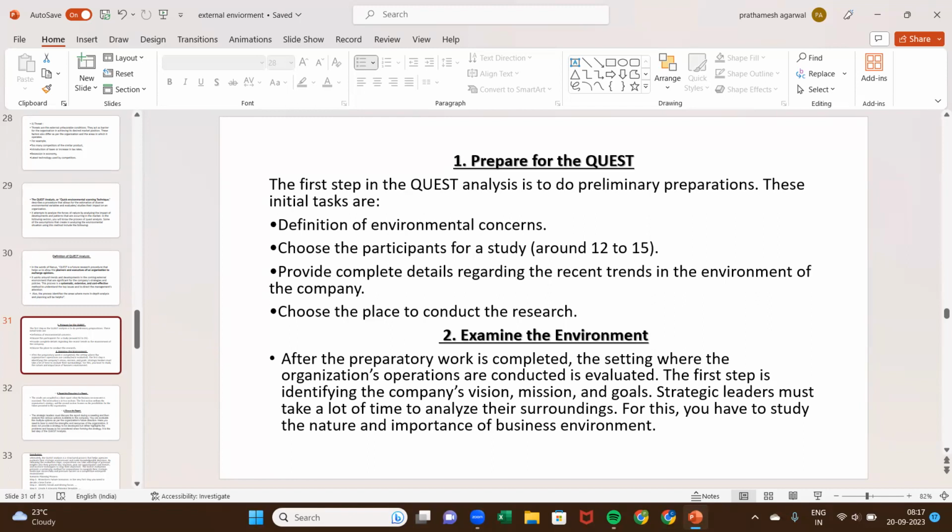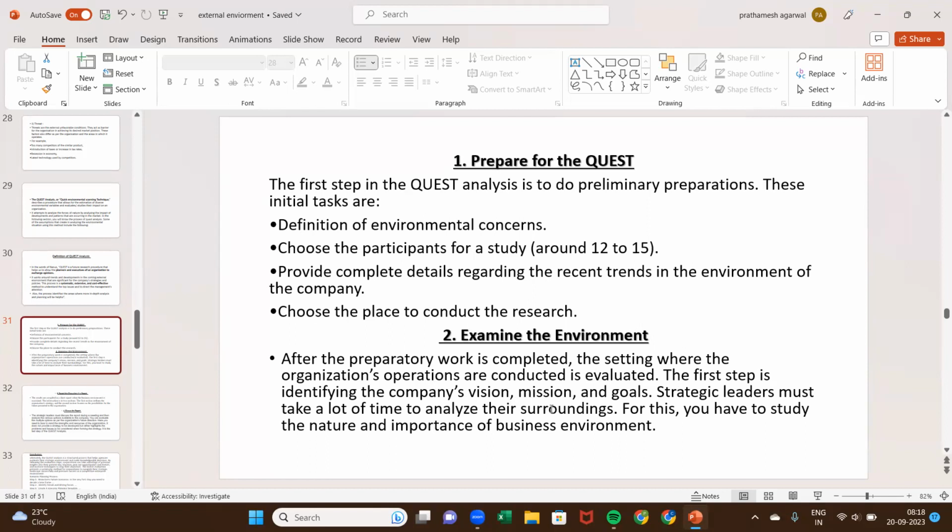Second, you are going to examine the environment, which says after the preparatory work is done, the setting where the organization's operation and conduct is evaluated. Now, where are we going to conduct the operations and where is the evaluation to be done? The first step is identifying the company's vision, mission, goals. Second is strategic leaders must take a lot of time to analyze their surroundings.